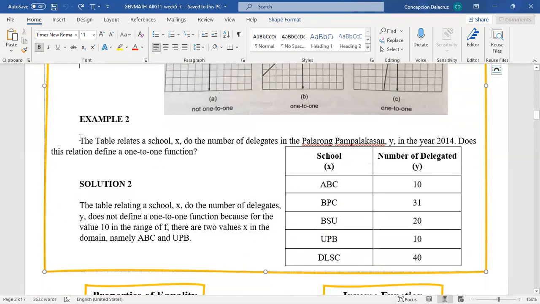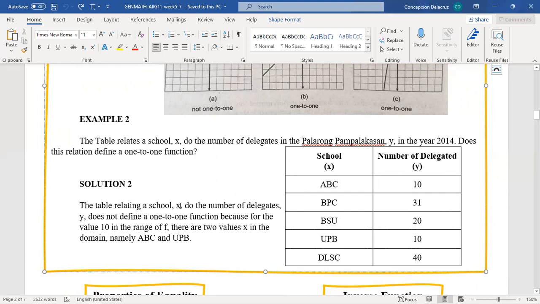So for the second example, the table relates a school X to the number of delegates in Palarong Pampalakasan Y in the year 2014. Does this relation define a one-to-one function? So the schools here in the first column, our X, are ABC, BPC, BSU, UPB, DLSC. And the number of delegates, which is our Y, we have 10, 31, 20, 10, and 40.